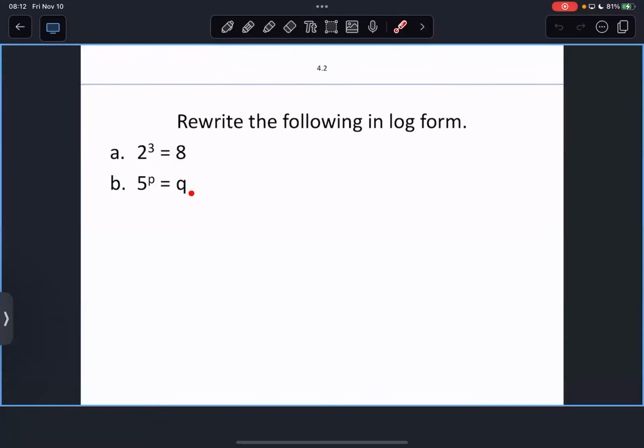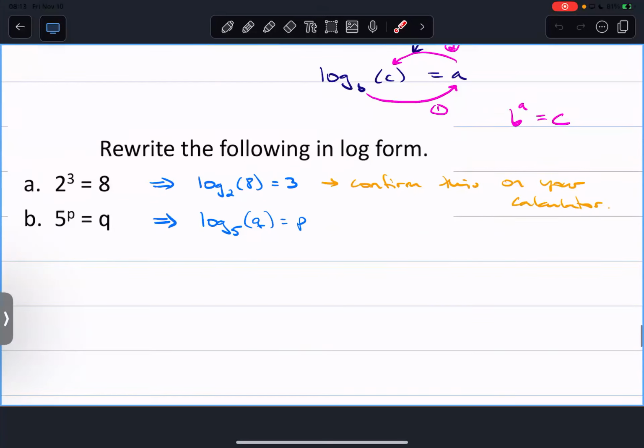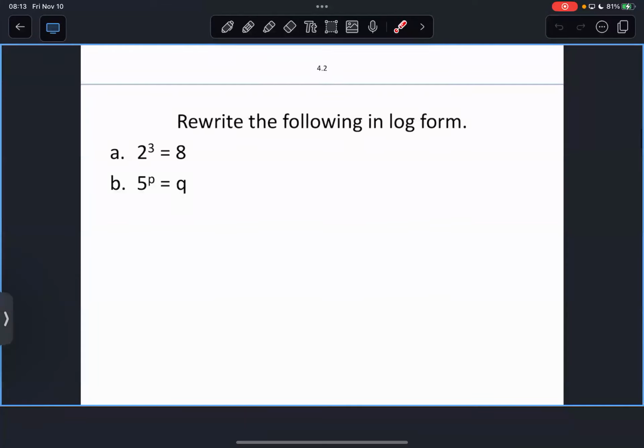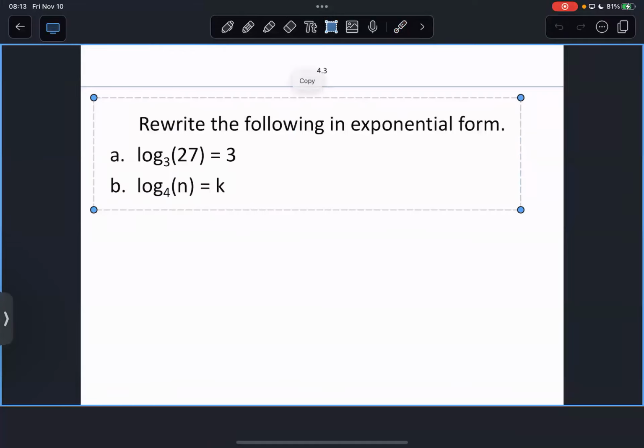Did we finish this one? Can't remember. Let's see. We did. Okay. Next one then. Copy.